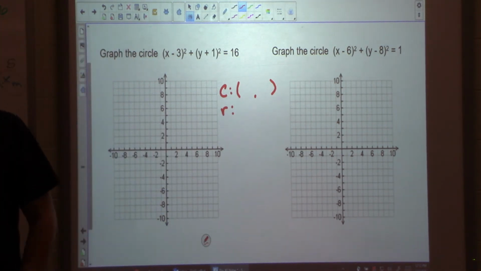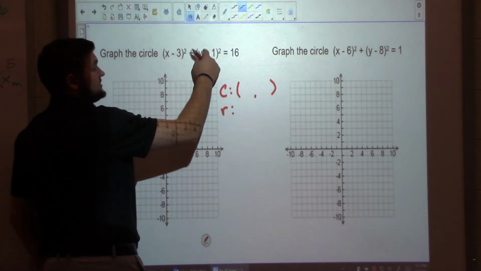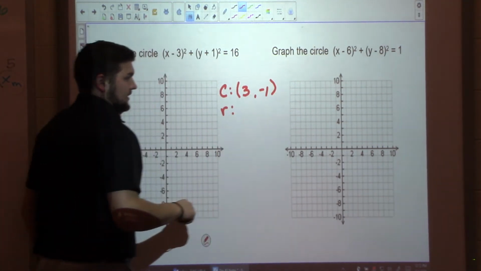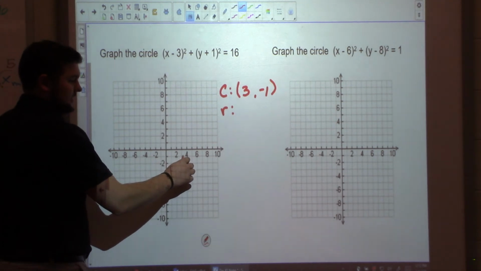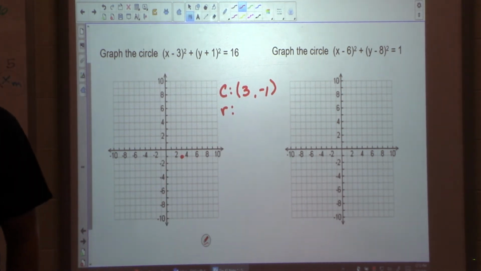Well, what's my center going to be? 3, -1. So I'm taking the opposite of what's in here. So 3, -1. That's the first thing I'm going to put on here. 3, -1. Some teachers don't like people to plot the center because it's not actually a point of the circle.